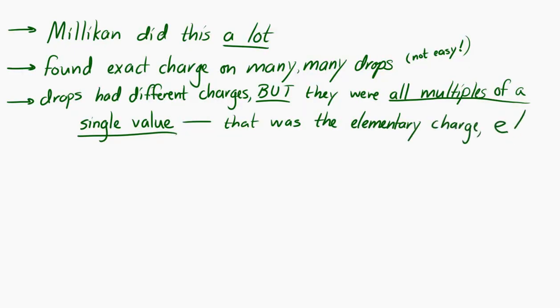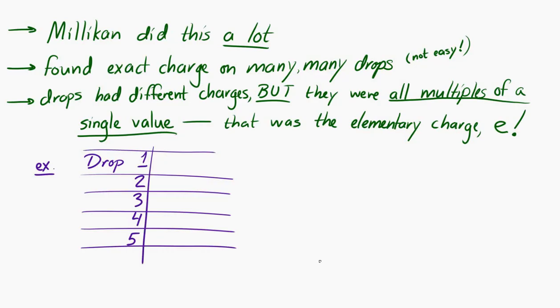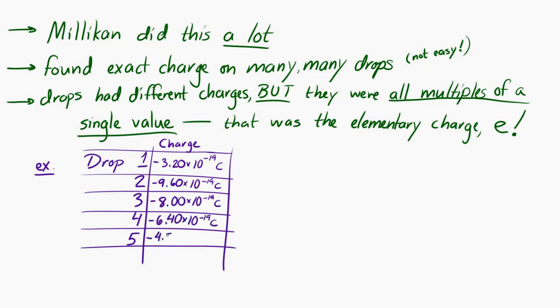For example, let's say he had 5 drops and he measured the charge on these 5 drops. Let's say these are the charges on these drops: negative 3.2 times 10 to the minus 19, negative 9.6 times 10 to the minus 19 coulombs, negative 8 times 10 to the minus 19 coulombs, negative 6.4 times 10 to the minus 19 coulombs, and negative 4.8 times 10 to the minus 19 coulombs.